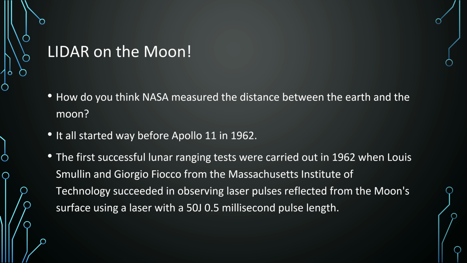LiDAR on the moon. How do you think NASA measured the distance between the Earth and the moon? It all started way before Apollo 11, in 1962. The first successful lunar ranging tests were carried out in 1962 when Louis Smullin and Giorgio Fiocco from MIT succeeded in observing laser pulses reflected from the moon's surface using a laser with a 50 joule pulse energy and a 0.5 millisecond pulse length.